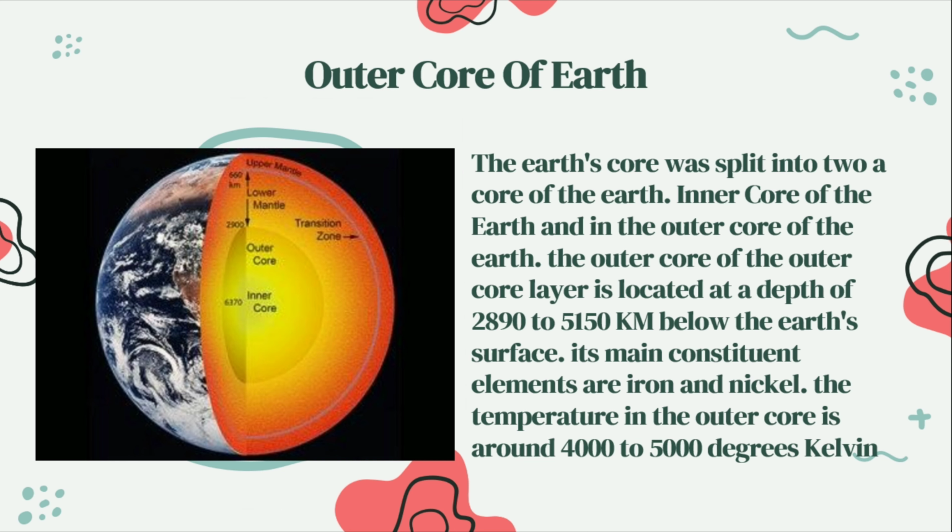Outer core of the Earth. The Earth's core is split into the inner core of the Earth and the outer core of the Earth. The outer core layer is located at a depth of 2,890 to 5,150 km below the Earth's surface. Its main constituent elements are iron and nickel. The temperature in the outer core is around 4,000 to 5,000 degrees Kelvin.